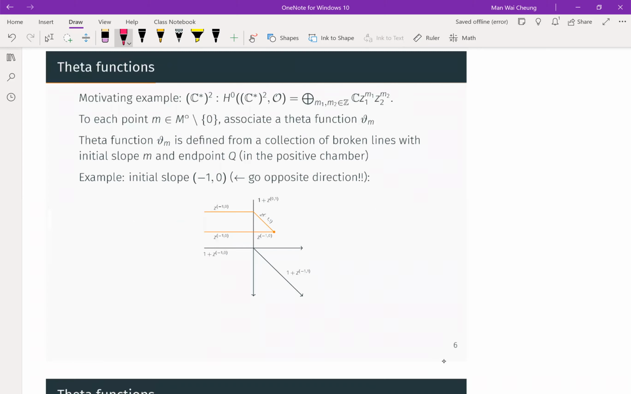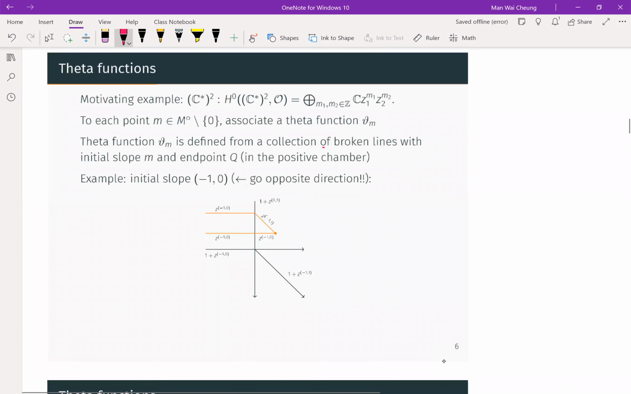The Phasor function's full definition is very combinatorial, but roughly speaking, it's defined by something we call an open line. What does an open line look like? We fix a point, the initial slope of the open line, and we fix one more point, the endpoint of the open line. So you can see in the picture what we have in mind.